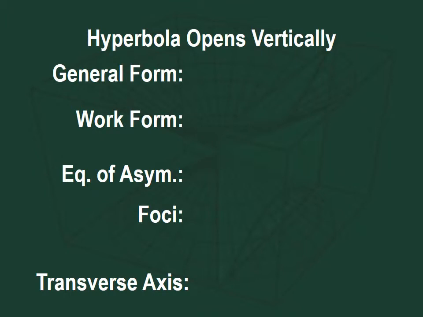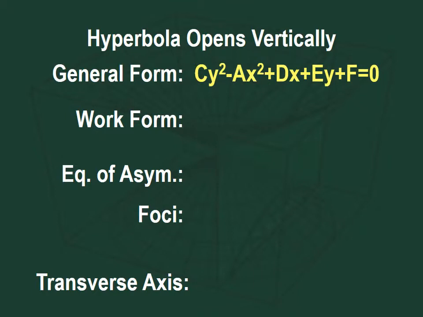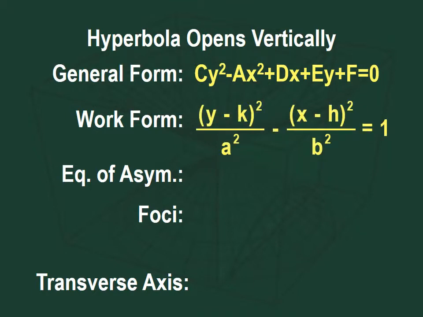So a vertical hyperbola has this general form, so you can recognize it if it's in general form. The difference between the work form of a vertical and a horizontal hyperbola is that your y minus k squared is going to happen first, and then you're going to subtract your x minus h squared over b squared. So again, your y appears first, and that clues you in that it's a vertical hyperbola. The equation of the asymptotes is figured out the same way, though. It's still plus or minus a over b times x minus h plus k, so that doesn't change.